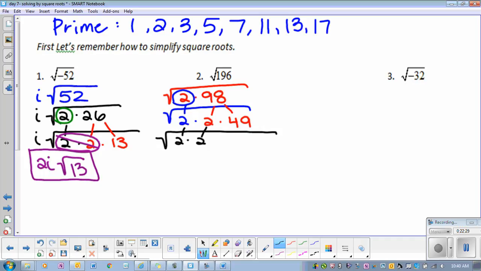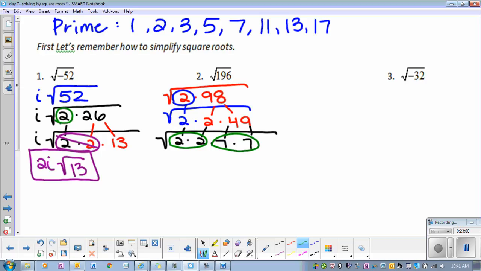Come on. And then 49. What times what gives me 49? 7 times 7. Oh, I like that. And guys, can I break down 7? No, it's a prime number. So I'm all done simplifying because I have all prime numbers. I need to find groups of 2 that are the same. Here's 1 and the 7s.